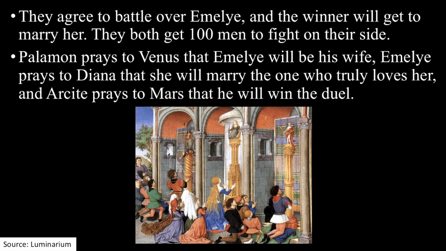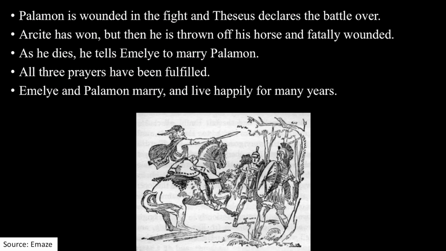Palamon prays to Venus that Emily will be his wife. Emily prays to Diana that she will marry the one who truly loves her, and Arkwright prays to Mars that he will win the duel. Palamon is wounded in the fight, and Theseus declares the battle over. Arkwright has won, but then he is thrown off his horse and fatally wounded. As he dies, he tells Emily to marry Palamon. All three prayers have been fulfilled. Emily and Palamon marry and live happily for many years.